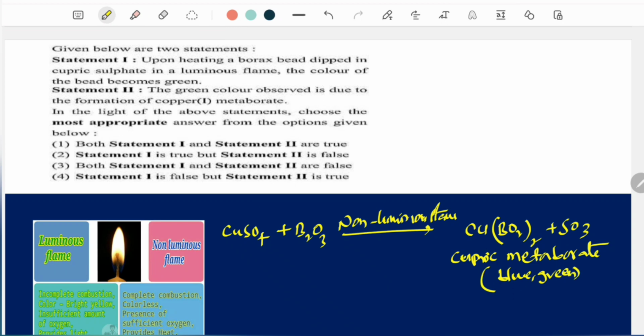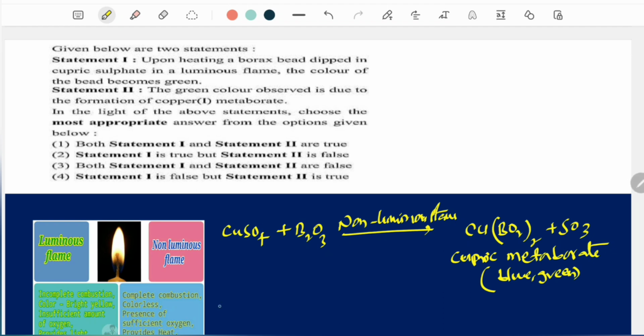See, two reactions take place in a reducing flame, a luminous flame. First of all, the blue-green cupric metaborate is reduced to colorless cuprous metaborate.